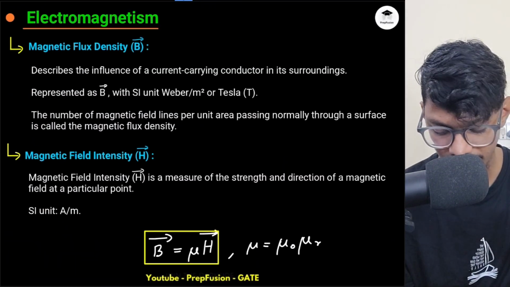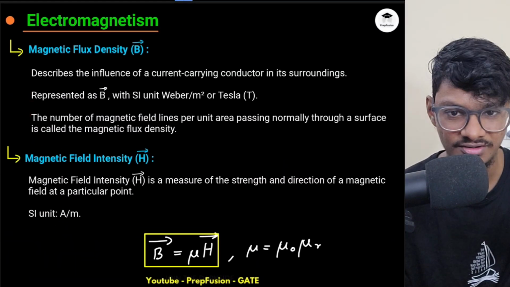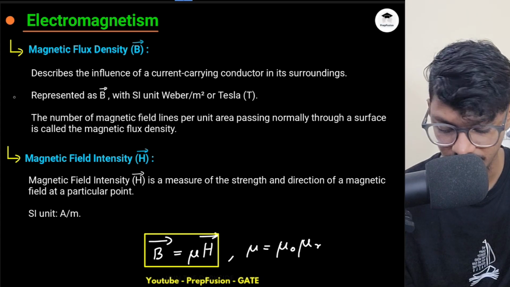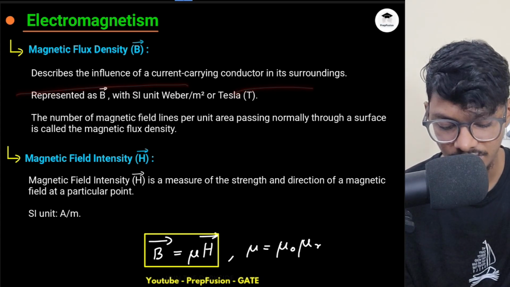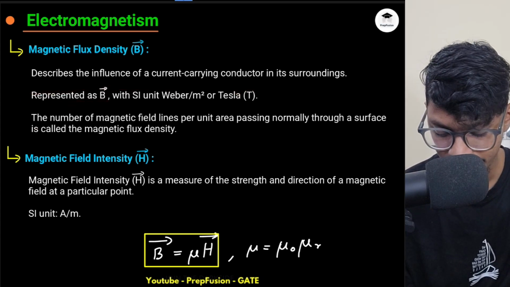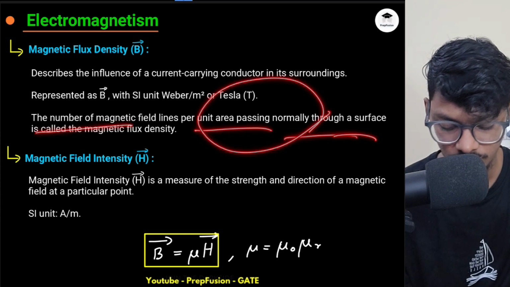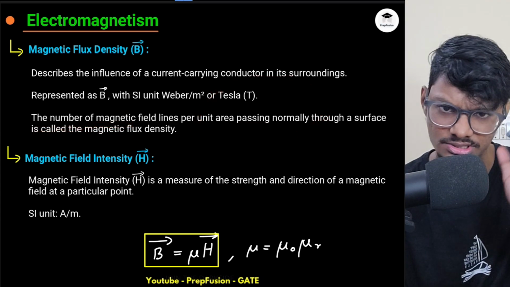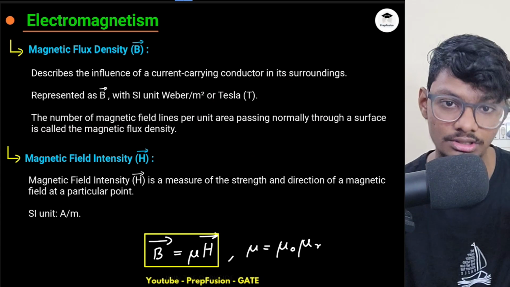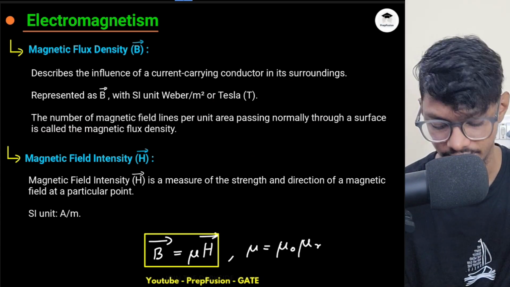Okay, so here I have written a few lines about magnetic flux density. You can read out all these things. Basically it describes the influence of a current carrying conductor in its surrounding, represented as B: the number of magnetic field lines per unit area passing normally. This is important. Normally through the surface is called magnetic flux density. Same as electric flux density, passing of electric flux normally through that area.